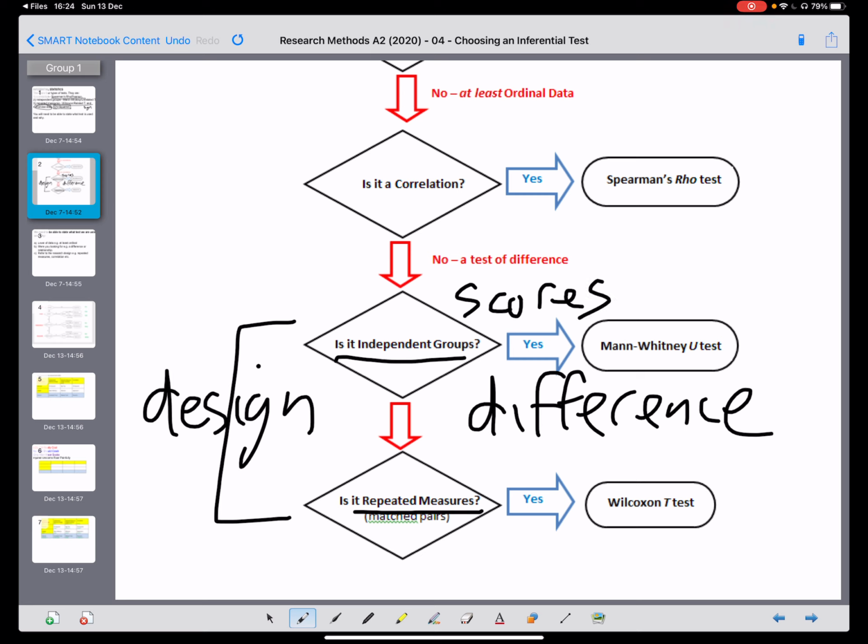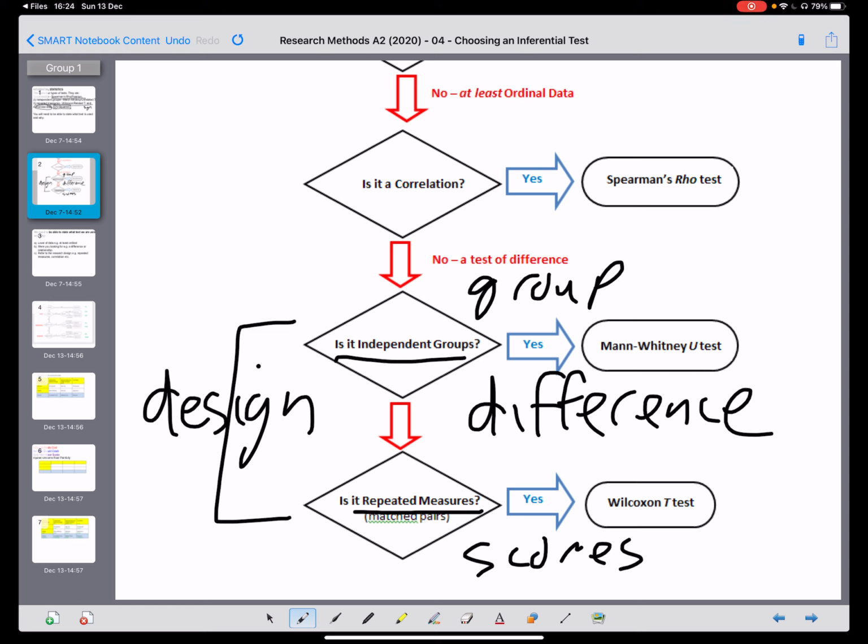Sorry, independent groups, I made a mistake there, will be a difference between groups and a difference between scores. And of course, if I can spot that something is independent groups, then I need to find a way of remembering that it's Mann-Whitney. And if it's repeated measures, then I must remember there's Wilcoxon.